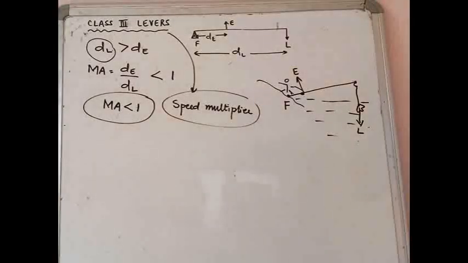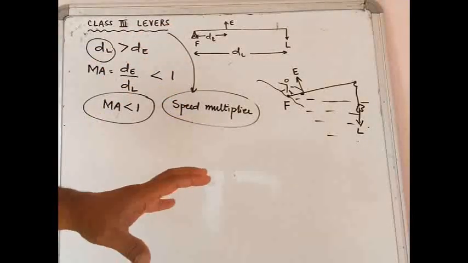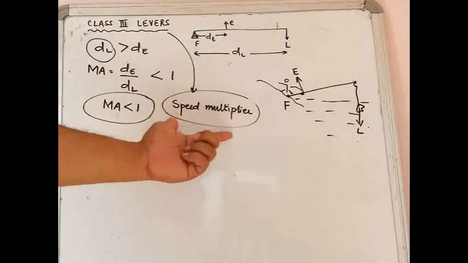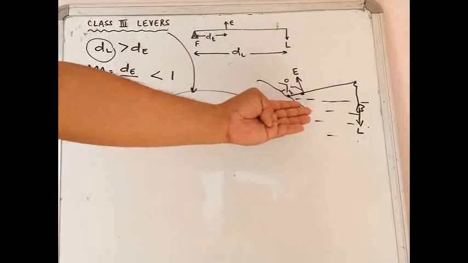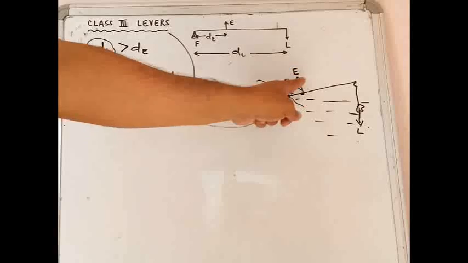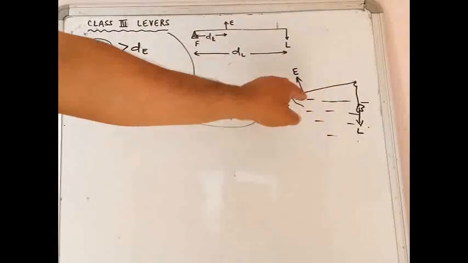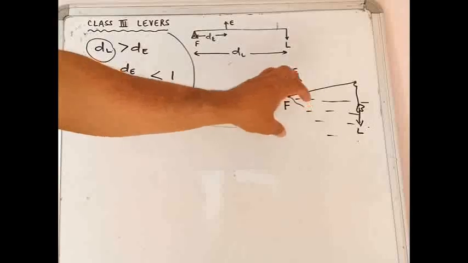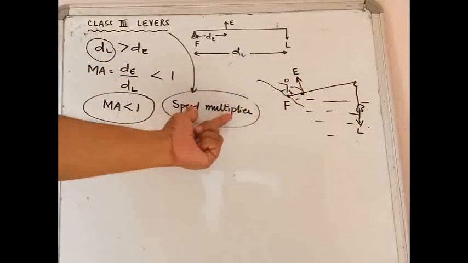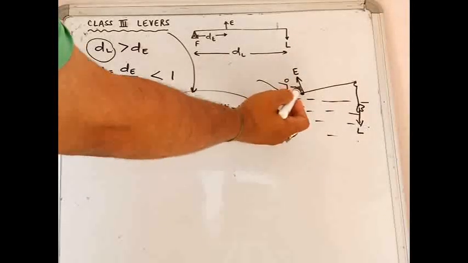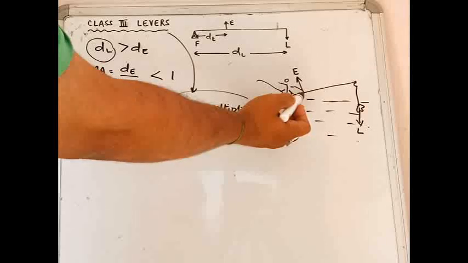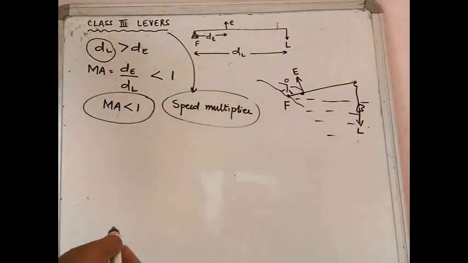Now let us see practically how to understand what a speed multiplier is. In this particular case, which obviously is a class 3 lever, a practical example of a class 3 lever, the effort is in between F and L. So this is a class 3 lever. We will use this example to understand how it is acting as a speed multiplier. You see, this is your effort position. Do you really think that you will have to move your hand a lot in this upward direction for this fish to be pulled out of the water?